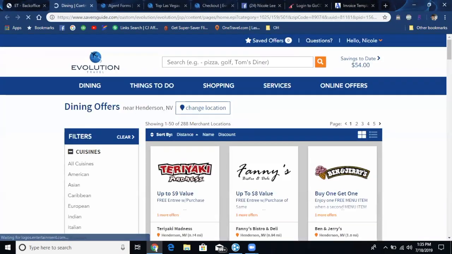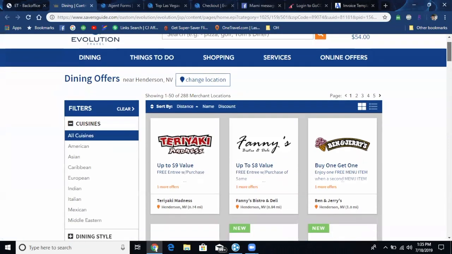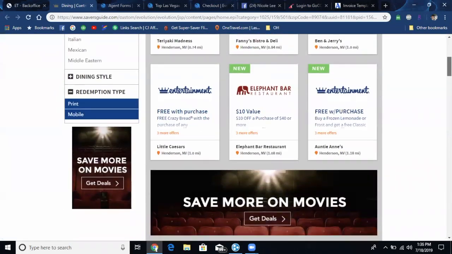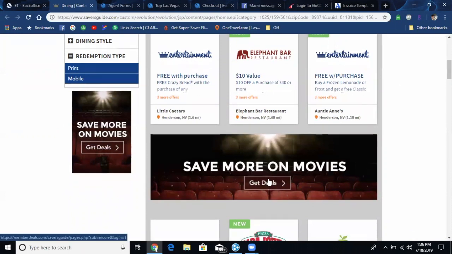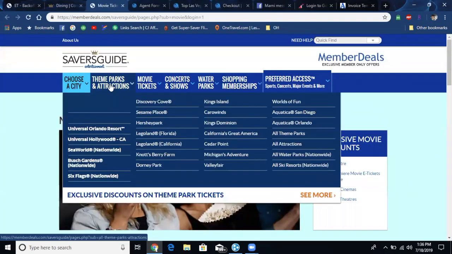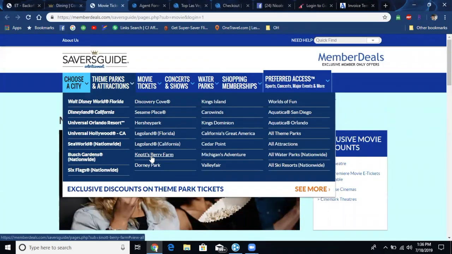We're going to go to Discount Directory. Something else that's totally exclusive to us is discounts. No more clipping coupons, no more waiting for the coupons to come in the mail. They're all here in the back office. Now this I call a secret window. We're going to click on Get Deals, go right into theme parks, and go to Knott's Berry Farm.